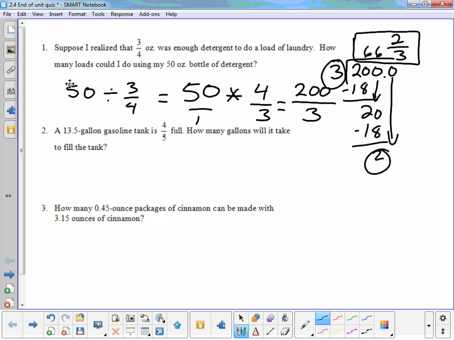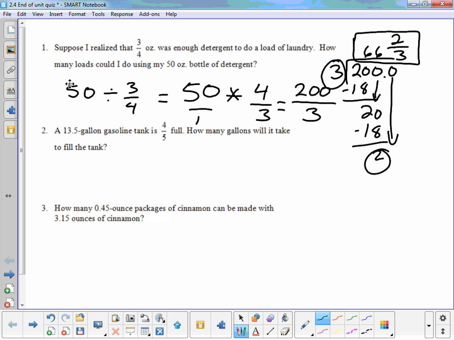Problem number 2. Problem number 2 says a 13.5 gallon gas tank is 4/5 full. Okay. So we can fit 13.5 gallons of gas into our car. But right now, our tank is only 4/5 full. How many gallons will it take to fill the tank?